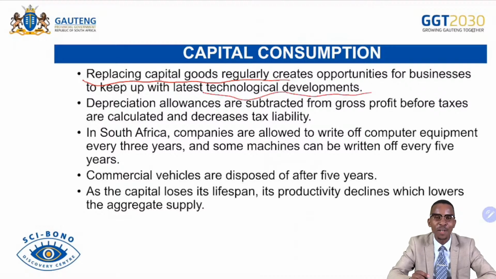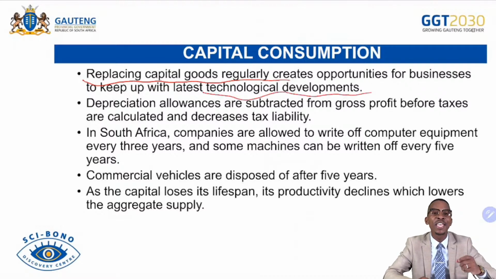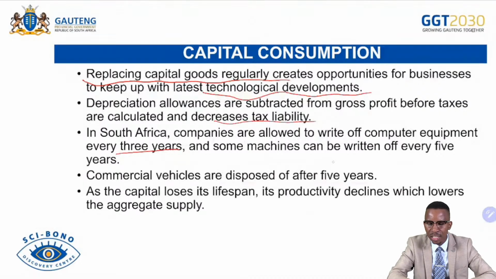So it is very important for business to always be in line with the new technical trends, because if they are not in line, the level of productivity will not be responsive. It will be declining because technology maybe requires a business to adapt more quickly. So depreciation allowances are subtracted from gross profit before taxes are calculated, and decreases tax liability. In South Africa, companies are allowed to write off computer equipment every 3 years, and some machines can be written off every 5 years, so that those machines will always be in line with the new changes in the technology, so that there will always be high level of productivity.